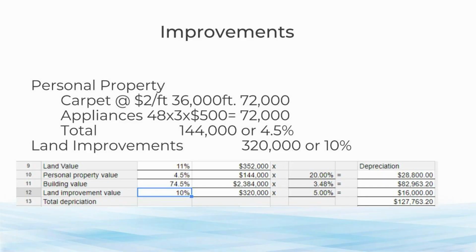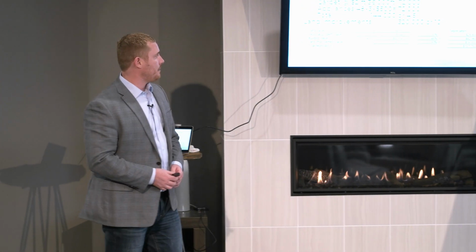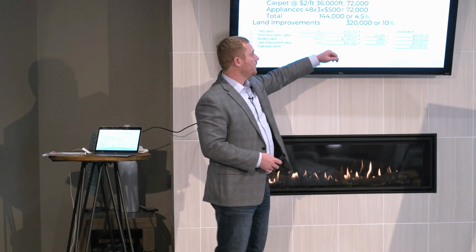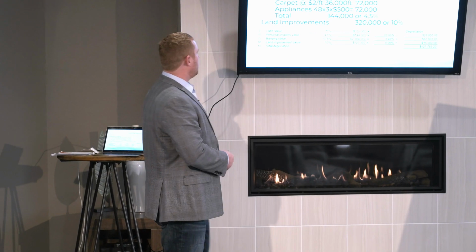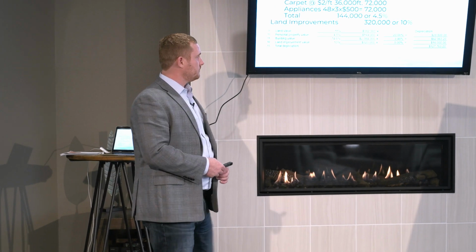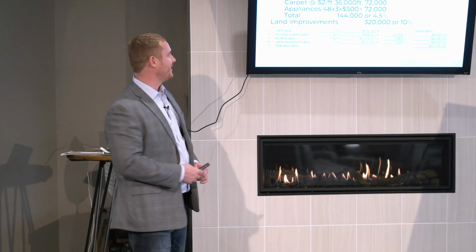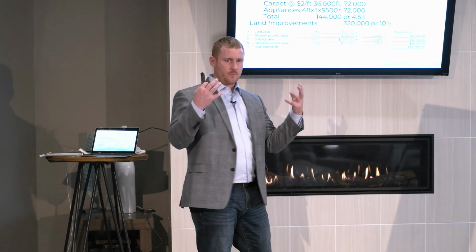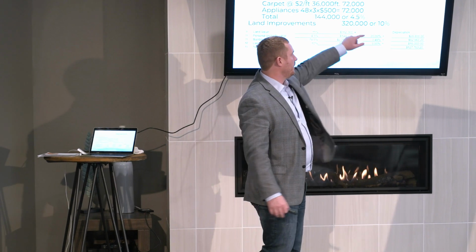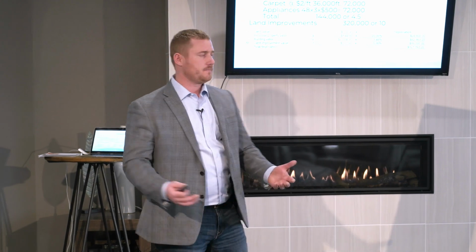3 appliances, 48 units, times $500 apiece, gives us another $72,000 for appliances. We add both of those up: 72 and 72 is 144, and 144,000 divided by 3.2 million means the value of the personal property is about 4.5% of the entire project. And then how did I come up with land improvements? I just guessed. I didn't get into it and figure it out. I said, hey, there's sidewalks, there's driveways, there's all these different things. I threw 10% at it. If we wanted to dial that in, we could, but for example purposes, I threw 10% at that. 10% of 3.2 million is 320,000. Okay, so there we go.